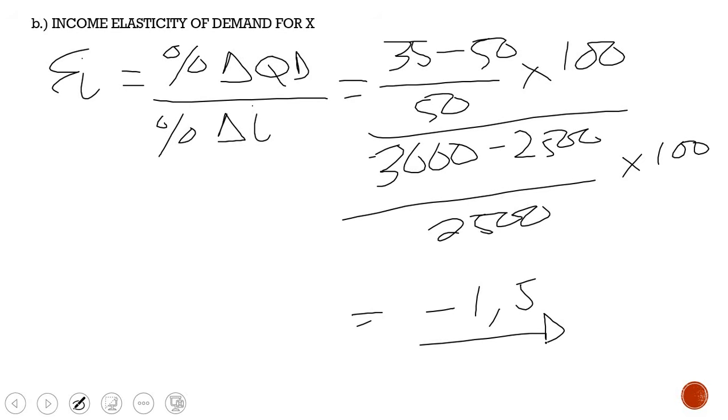This is going to give us an answer of minus 1.5. Now our income elasticity is negative. When your income elasticity is negative, it means that when your income increased, the demand for this product decreased, right? So it means that it is an inferior good.